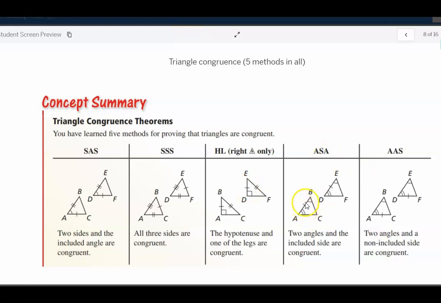Then we have angle, side, angle. In this one, the side has to be in between the angles. And then we have angle, angle, side. So in this one, the side is not between the two angles. It's just on the outside.